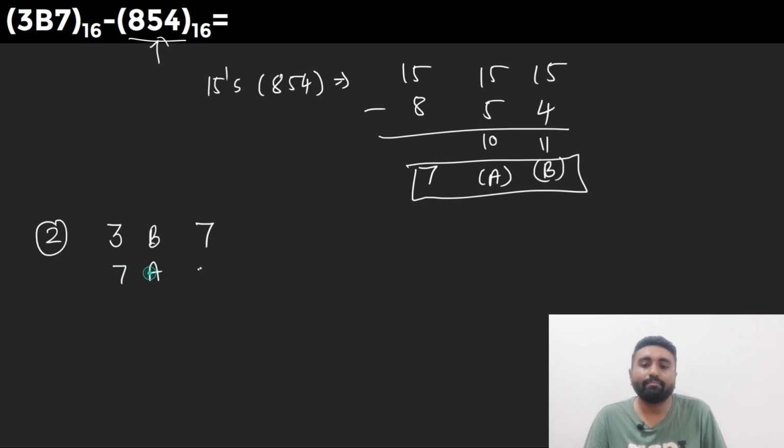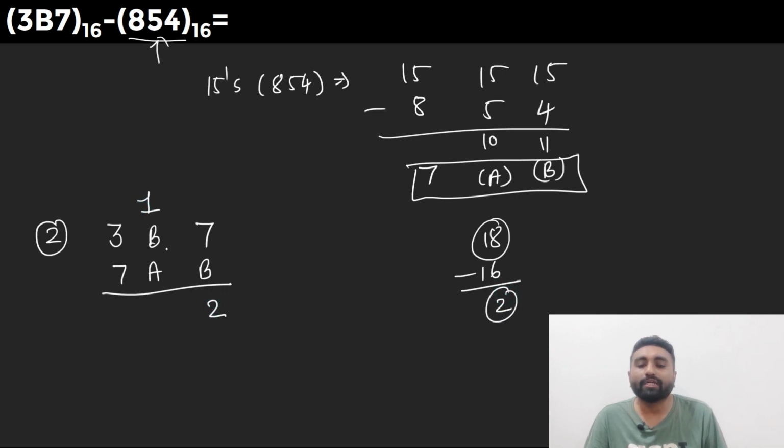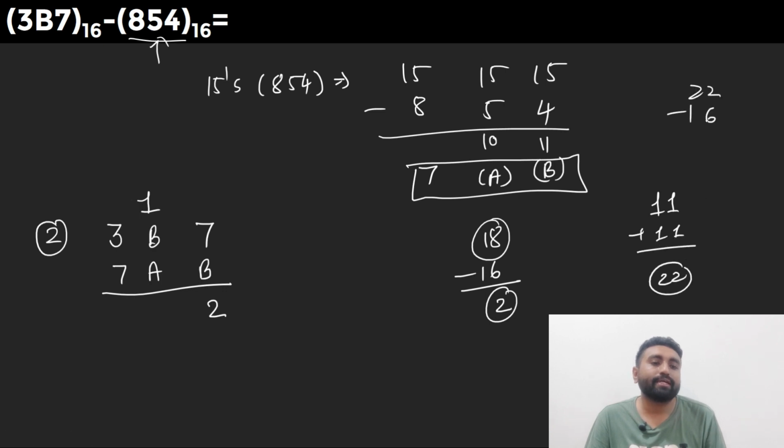So that is 7AB. Okay, now B is 11 and 11 plus 7 is going to be how much? 18. And from that if we subtract 16, that is going to be 2. So our answer will be 2 and 1 carry will be here. Now we have A plus 1 is B. So B plus B, that means 11 plus 11, is going to be 22. So from 22 if we subtract 16, that will be 6. So here 6 will be the answer and 1 carry will be generated.